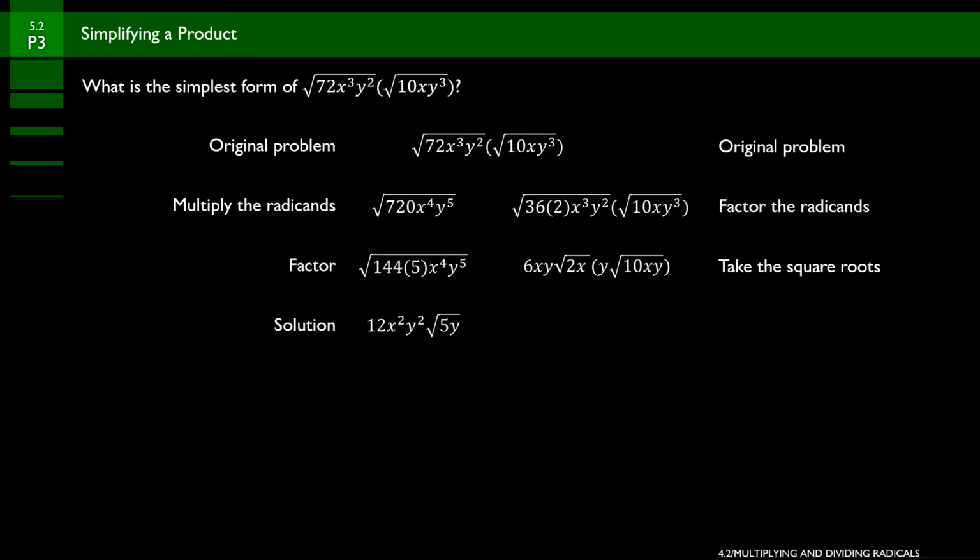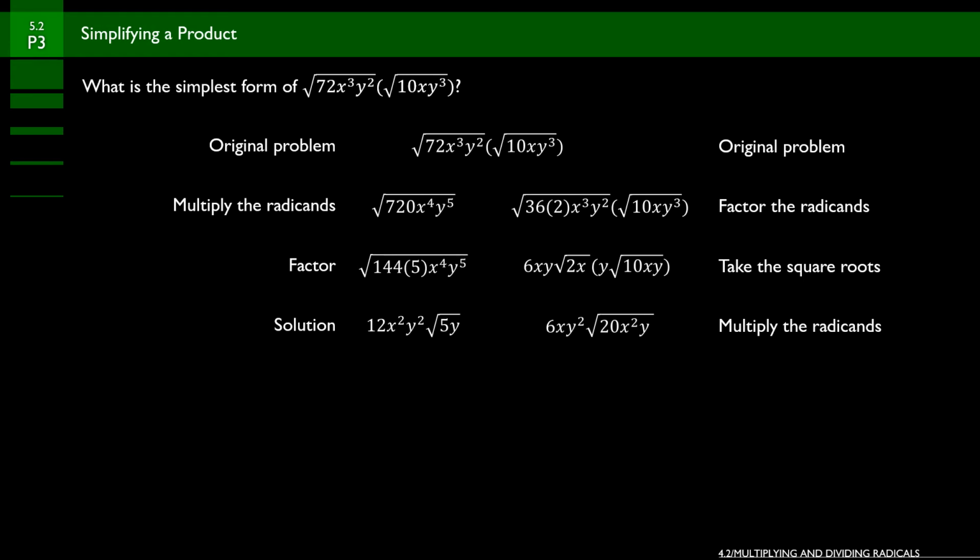So now we've got 6xy square root of 2x times y square root of 10xy. Now what we'll do is we'll multiply the coefficients and then we'll multiply the radicands. So your coefficients are 6xy and y. So 6xy times y is 6xy squared. Then your radicands, 2x times 10xy: 2 times 10 is 20, x times x is x squared, and then you have a y.